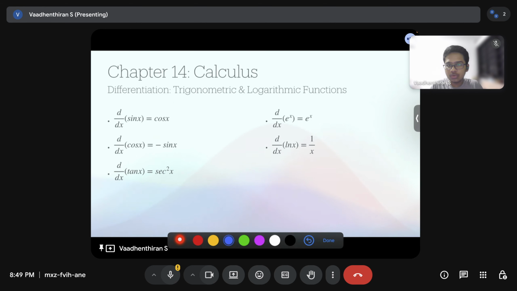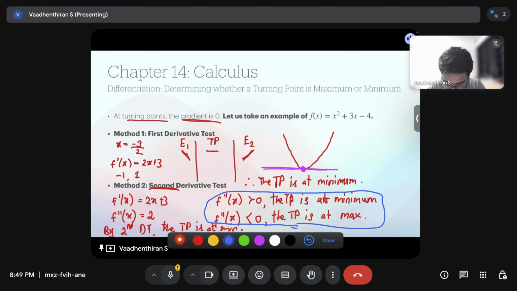So let's move on to trigonometric and logarithmic functions. Hope you understood this whole concept of taking the first derivative test and the second derivative test. There are some pros and cons for each, but I think that won't be tested in your syllabus. You just need to know both the methods so you can use them wherever you need.